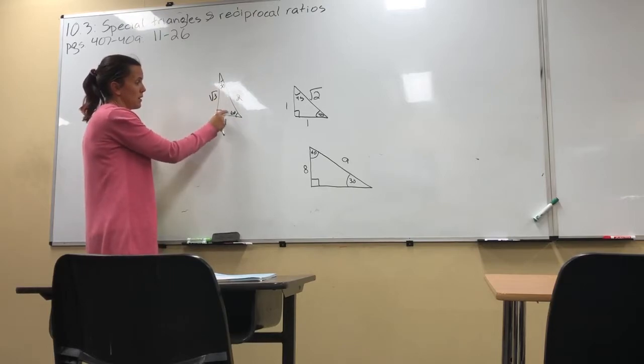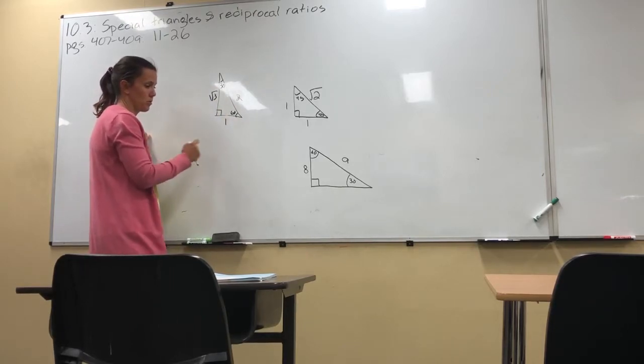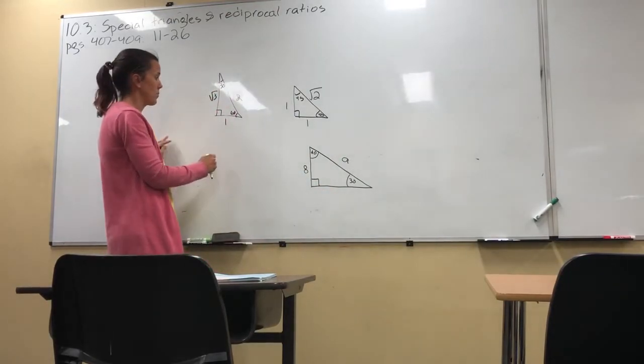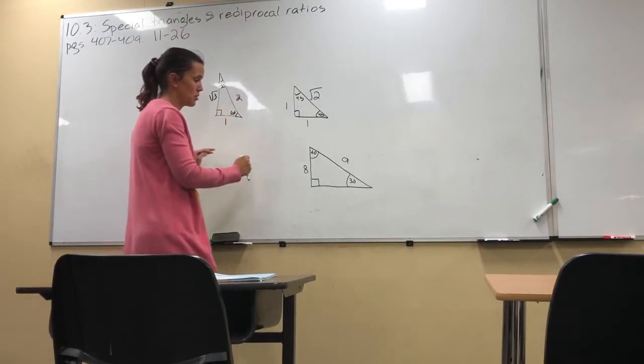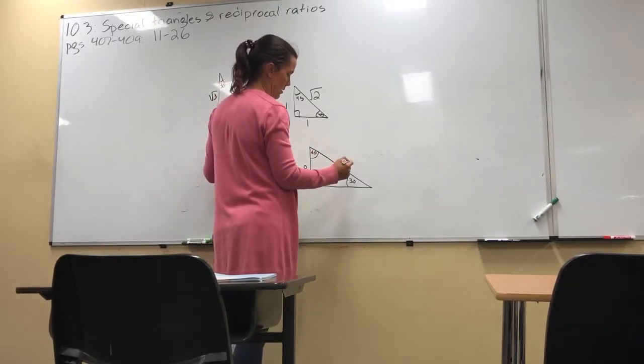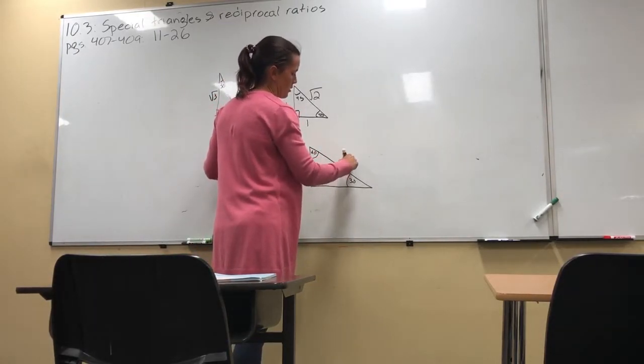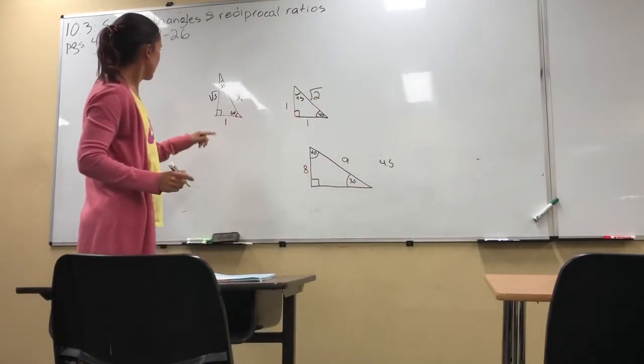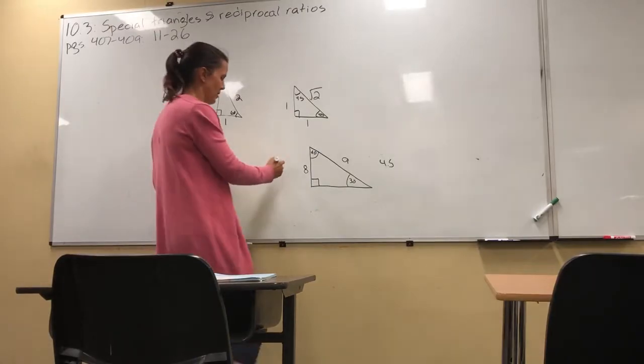The side opposite 60 is going to be square root of 3. That's the one we don't have. Let's make sure all the other ones add up, right? The one opposite 90 is going to be 2. So what's half of that? What's that divided by 2? And then the side opposite 30 is going to be 1.